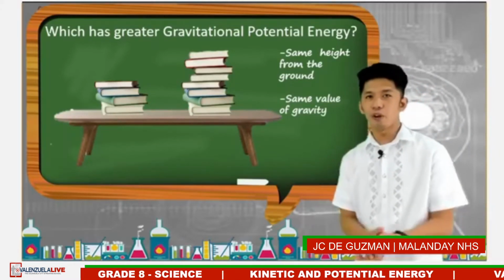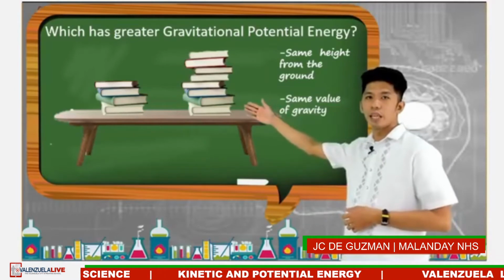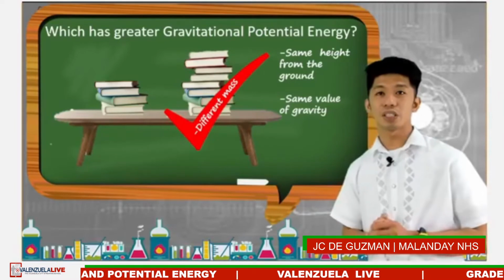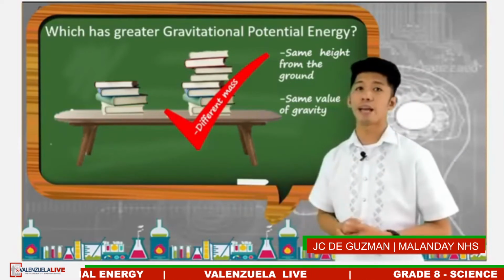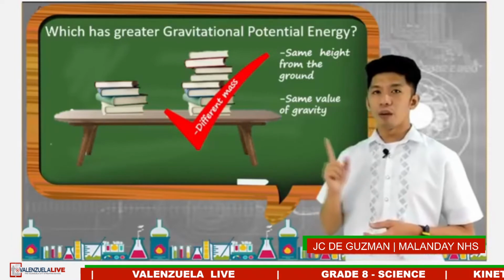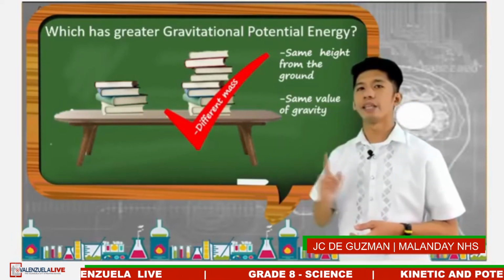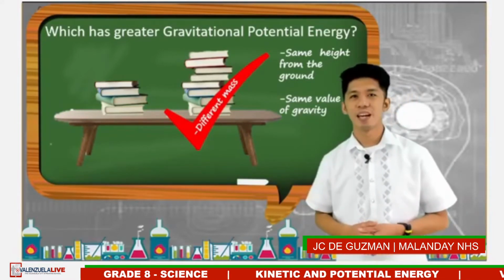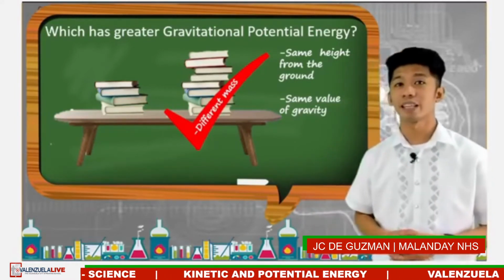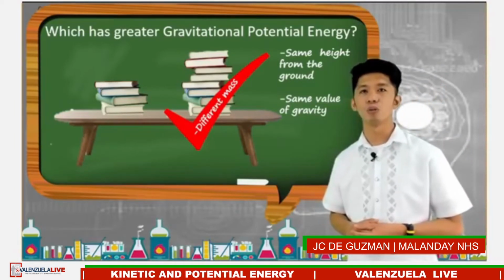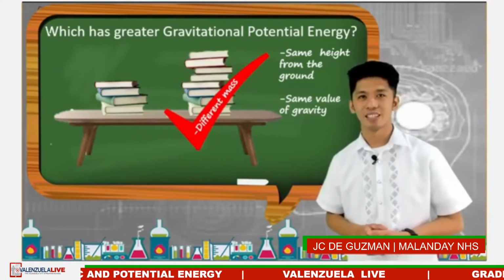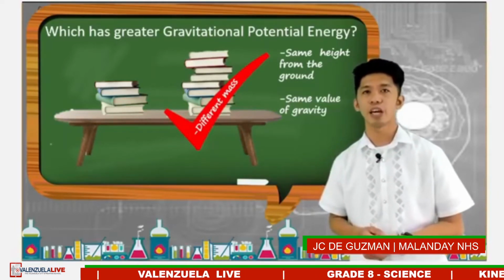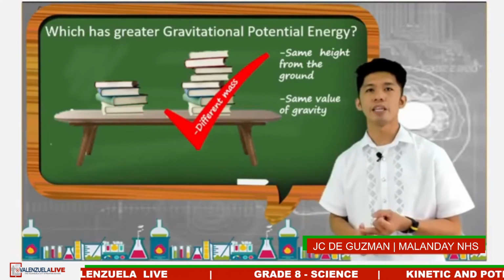Okay, if you answered this one, then you are correct. Why? Since they differ in their masses, we must know that the greater the mass, the greater its potential energy. So we will not only base it on height, but also on gravity and the mass of an object. Those are the different factors that are included in gravitational potential energy. So we have mass, gravity, and height.